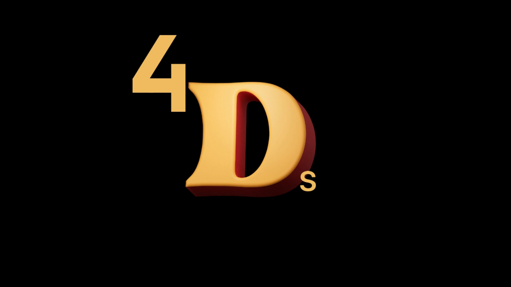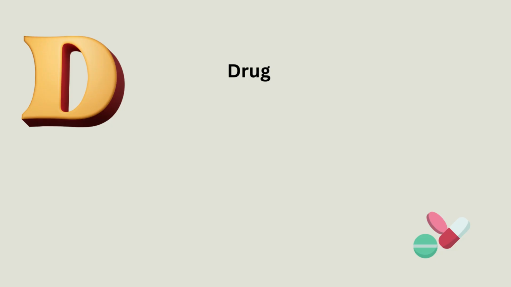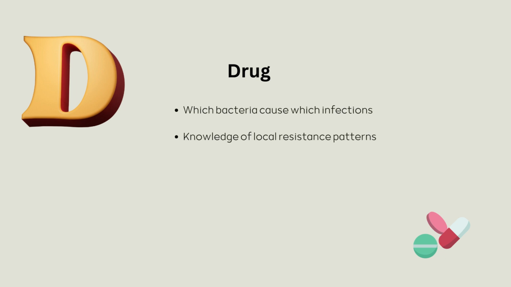Four key principles are recognized as the 4 Ds of optimal antibiotic use. The first D refers to the drug. It means that the right antibiotic is selected to be most effective for the specific type of infection. Selection of antibiotics is based on which bacteria cause which infections and knowledge of local resistance patterns.